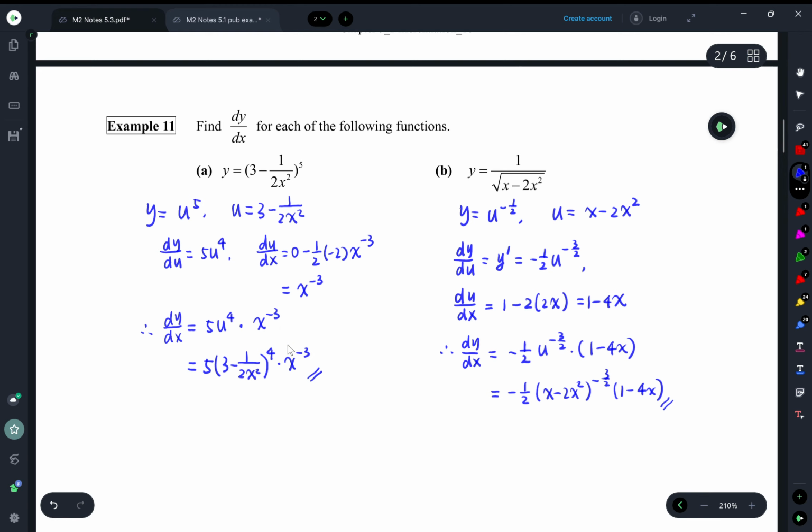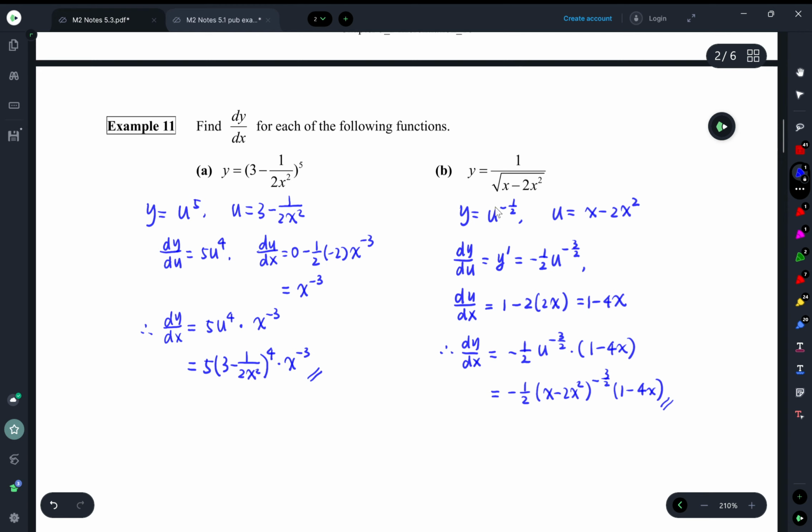And then in your final answer, you just replace u with the expression of x because the final answer shouldn't have u in it. U is a disposable product in the process. We use it, and then the final answer should not have it. So you just replace u with x, and that's it. That's the answer.